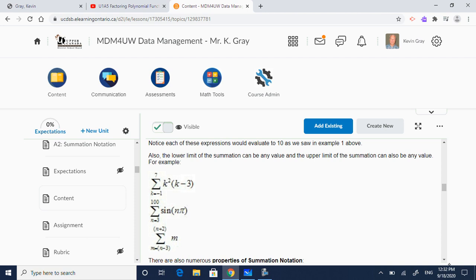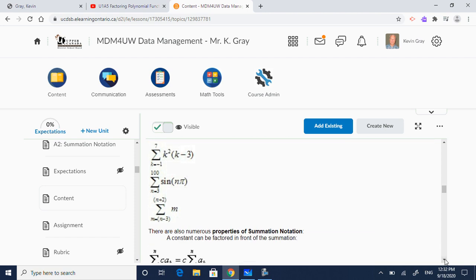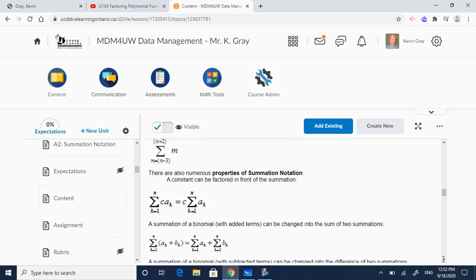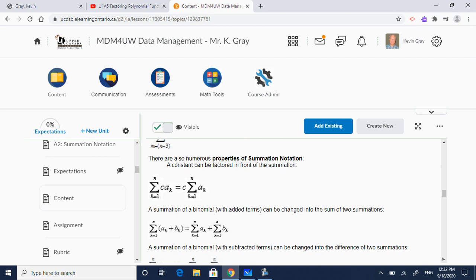Sometimes the indices can be very large, and it helps to have some formulas that work with some properties here. There's no way I'd want to evaluate and write the string of sine of 3 pi plus the sine of 4 pi plus the sine of 5 pi all the way up to an upper bound of 100, in that many terms. So there are a series of properties that help us evaluate these summation notations.